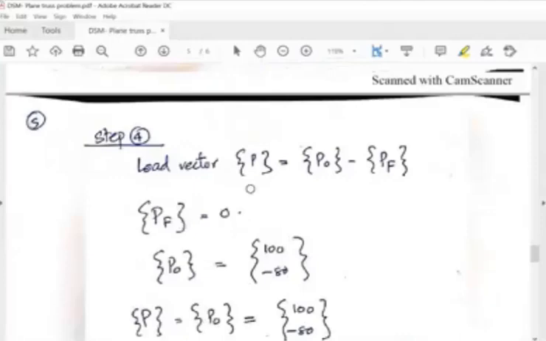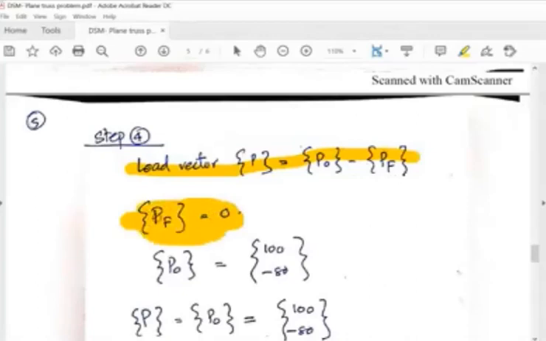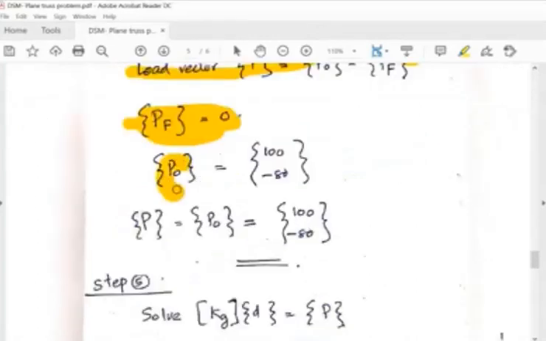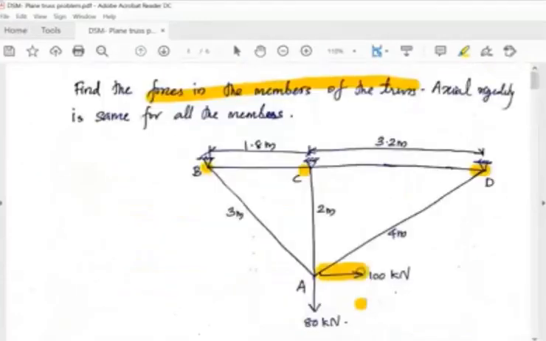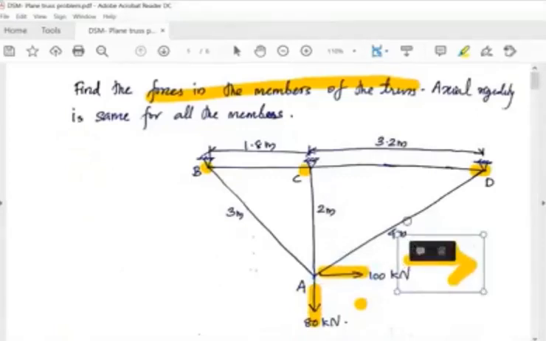And in step number 4, as in the previous problem, you have to find the load vector as P as P0 minus PF. And here PF, the fixed end moment part, is 0. So there is no fixed end moment, PF is 0, and only P0, nodal loads, remaining. So P0 is the equivalent joint load. It is at joint 1 and 2, we have 180 kilonewton load in the question. So when you look, this is 100 kilonewton right direction and 80 downward. Okay, but our direction of 1 is towards right and direction 2 is towards upward.